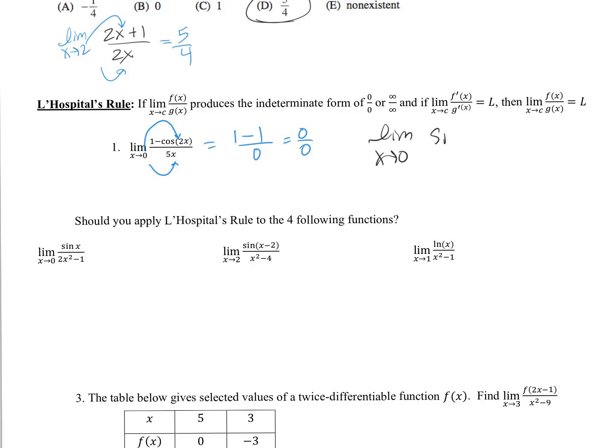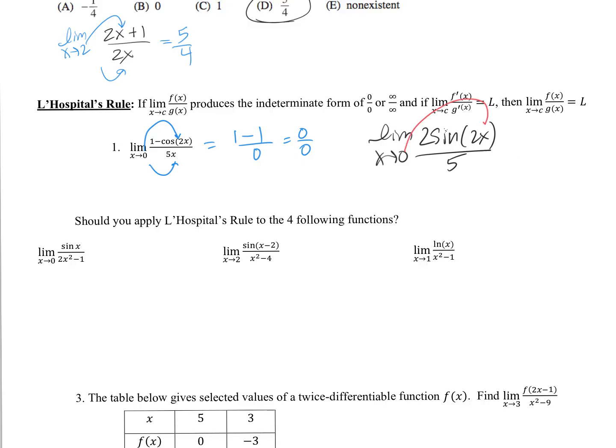Sine of 2x times, good, there's that chain rule. Liv wasn't even here yesterday, and she's not skipped a beat. She says, okay, the derivative of negative cosine is positive sine. Leave my inner times the derivative of the inner. So good. What's the derivative of the bottom? 5. Now we go plug in that limit again.